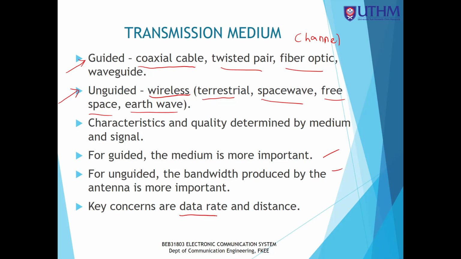Okay. So why data rate? For example, for your UniFi broadband, if you want to subscribe to a higher data rate, for example 100 megabit per second, you need to pay more. If you want to go higher, for example 300 megabit per second, you need to pay more. And then the distance from the transmitter to the receiver also affects the data rate. Both of these are related to each other. The distance will also degrade the data rate transmitted from the transmitter to the receiver. Nanti kita akan, we will look at the relationship between data rate and distance later.